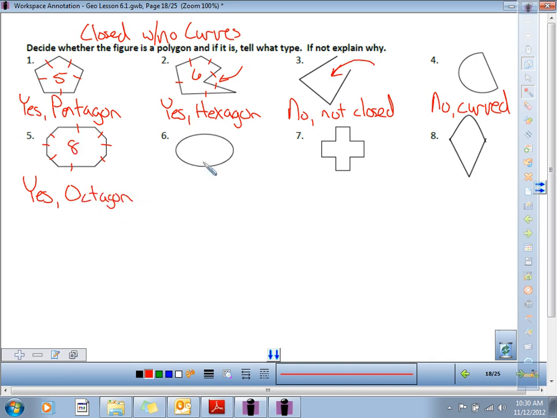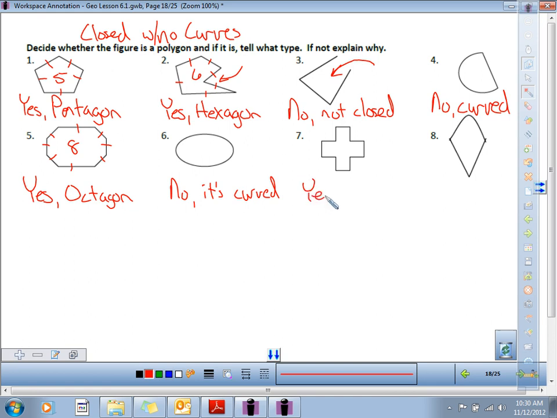Right? So number 6. Number 6, is that a polygon? It's curved, so no. Should say, hey, it's curved. Let's go to number 7. Number 7, is it closed? Yeah, every side meets another side. Are there any curves? No. So is this a polygon?